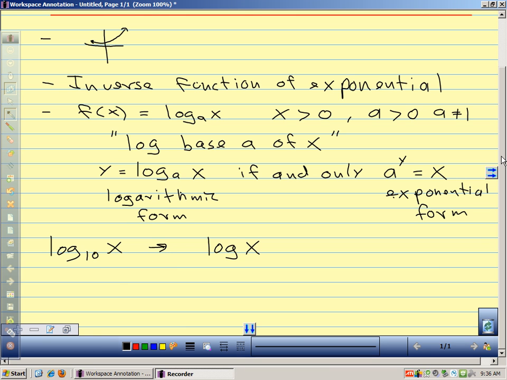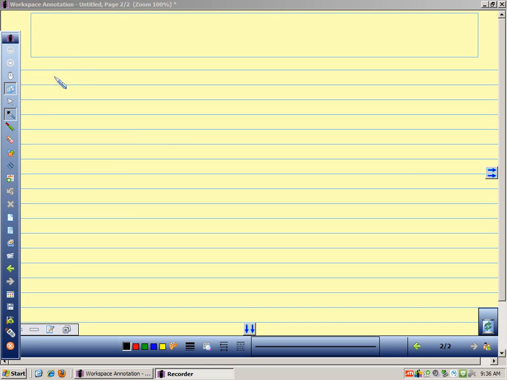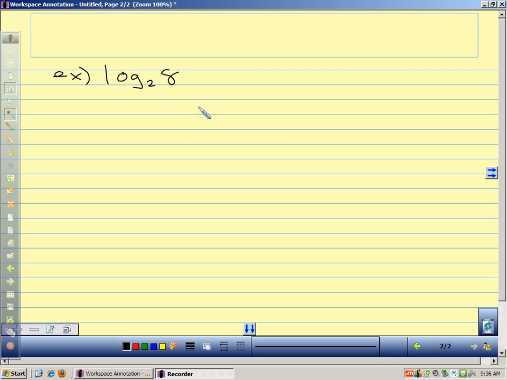So let's look at a couple of examples of switching from logarithmic form to exponential form, just to get an idea of how we switch back and forth. So if we have log to the base 2 of 8 equals 3, here's our logarithmic form. We want to write this in exponential form. I'm going to do these in columns.